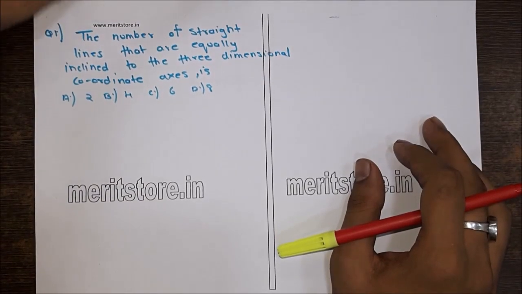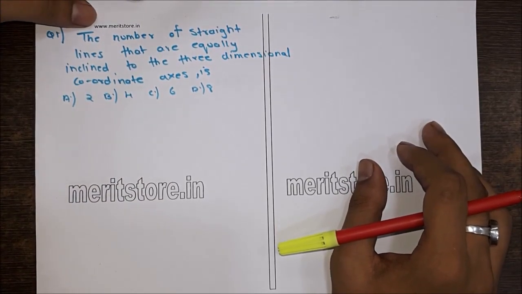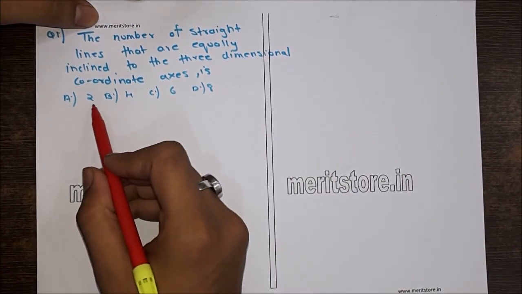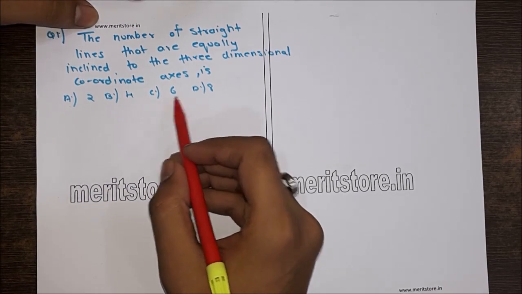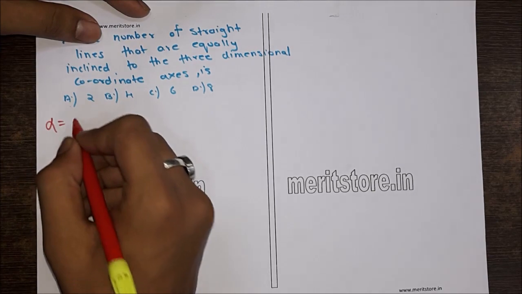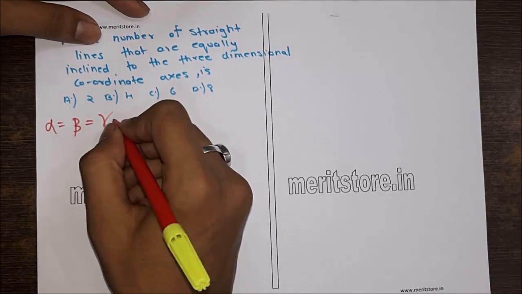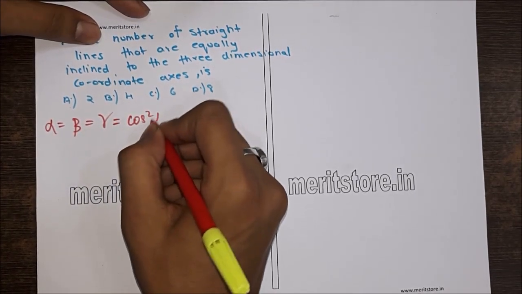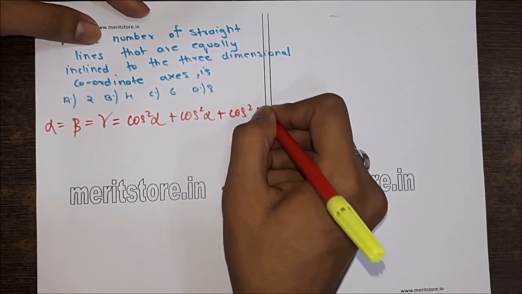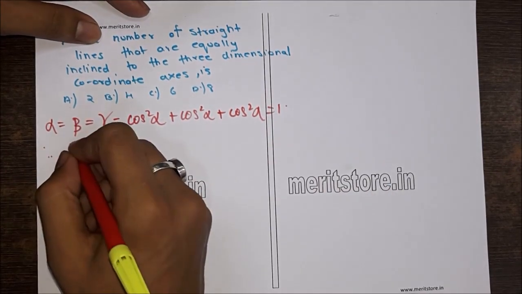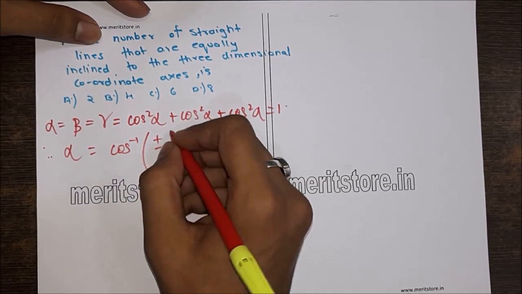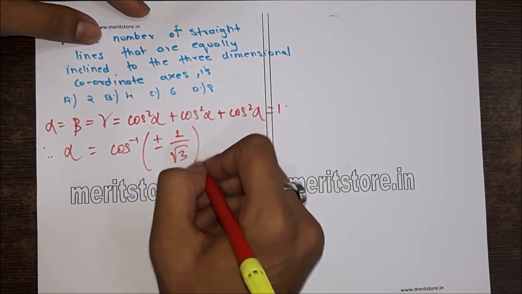Question number 1. The number of straight lines that are inclined equally to the three-dimensional coordinate axes is: option A 2, option B 4, option C 6, option D 8. Since alpha is equal to beta, which is also equal to gamma, we get cos square alpha plus cos square alpha plus cos square alpha equals 1. Therefore, alpha is equal to cos inverse of plus minus 1 by root 3.